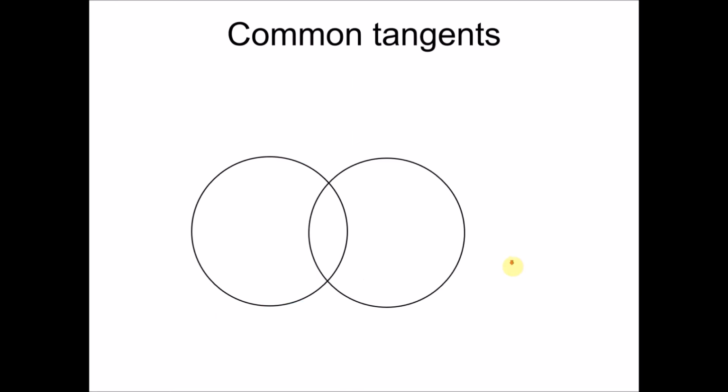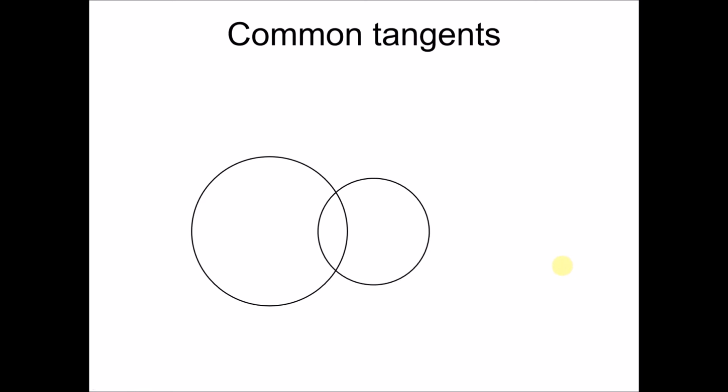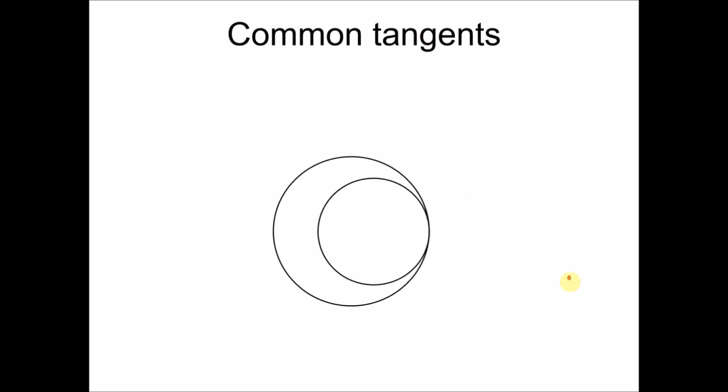How about circles which are overlapped? For this, we can only draw 2 common tangents. And if we have overlapping circles with different sizes, these two also have 2 common tangents. Then for the last one, we have this. For this case, there is only 1 common tangent, because this line here is a tangent for the small circle and the big circle. Hence, this is a common tangent as well.